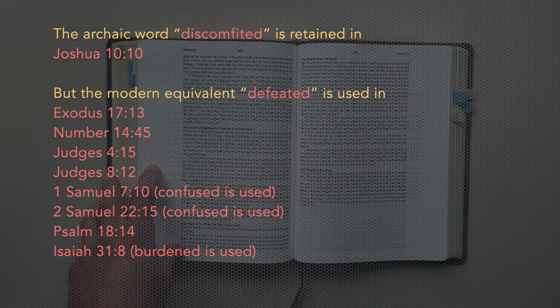The archaic word discomfited is retained in Joshua 10:10. So Joshua chapter 10, verse 10. But the modern equivalent of defeated is used in this list of scriptures I'm putting on the screen right now. I don't need to read all of that.